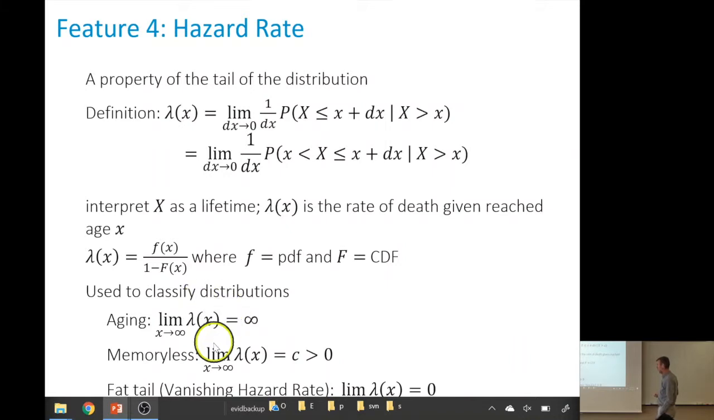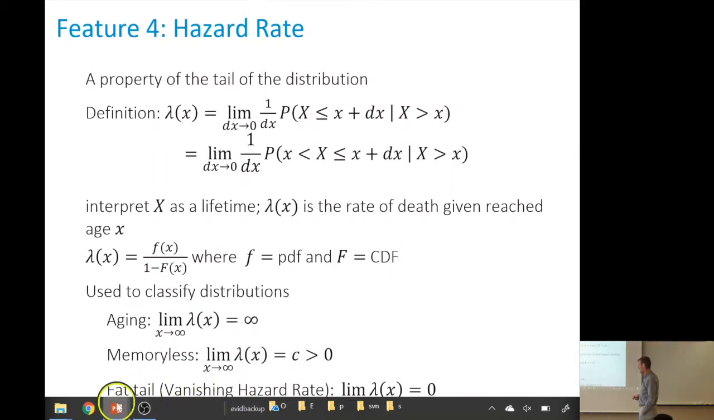A memoryless property means the death rate is independent of the age. Right? So given that you've observed that this device has been running for x units of time, it gives you no information about when it will die. Do you know a distribution that has this property? The exponential distribution. Right? So if our lifetime would be exponential, that means old and young have the same probability of continuing.